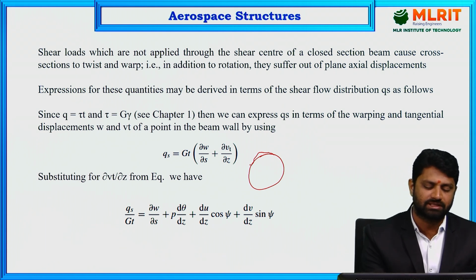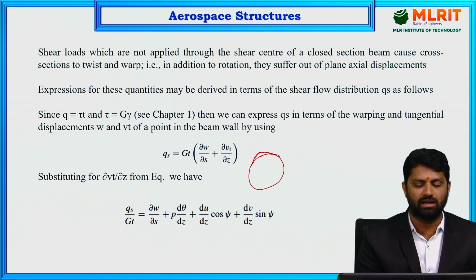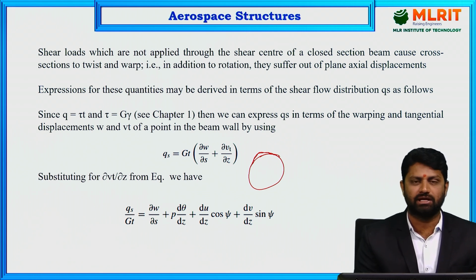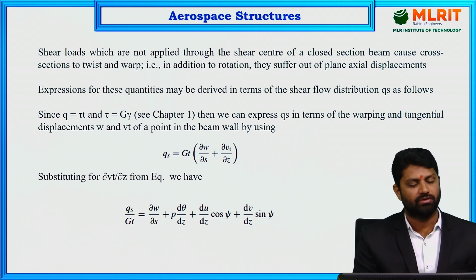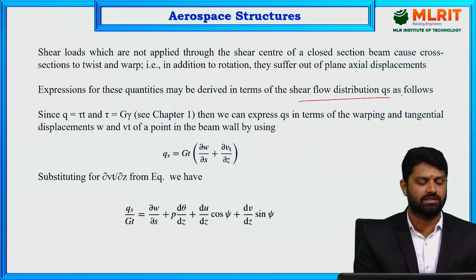Okay, this kind of warping in the cross section is undesirable, and therefore we need to study the effect of this twist and warping of the cross section. The expressions for these quantities may be derived in terms of the shear flow distribution Qs as follows.